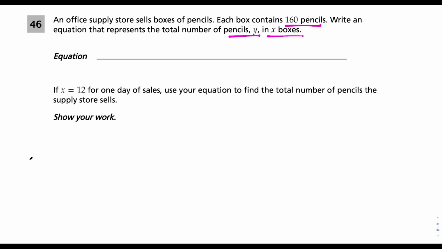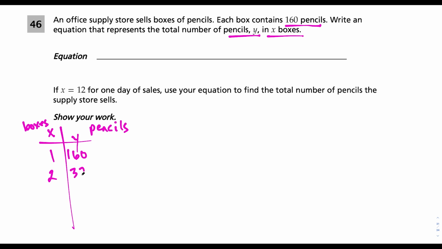So for this one, it's very easy to mess up the equation if you're not careful. So what you want to think about, or you could actually write this down, is that if we have X boxes of pencils, so X is the number of boxes and Y is the number of pencils. So think about if you bought 1 box of pencils, then you would have 160 pencils because there's 160 pencils in each box. If you bought 2 boxes of pencils, then you would double this. You would have 320 pencils. 3 would give you 480. 4 would give you 640, and so on like this.